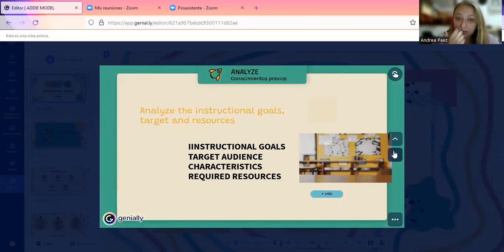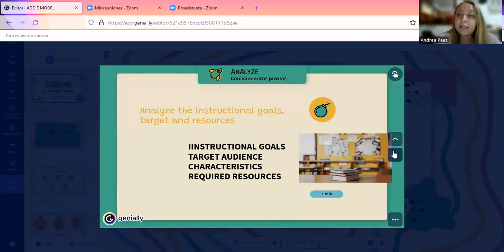We are going to start by talking about analyze. We are going to analyze the instructional goals, target audience, and required resources. First, the instructional goals respond to competency gaps caused by the lack of knowledge or skills and the desired outcomes for the successful course completion.